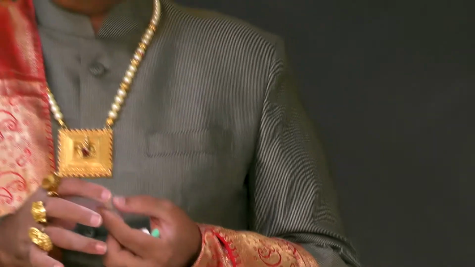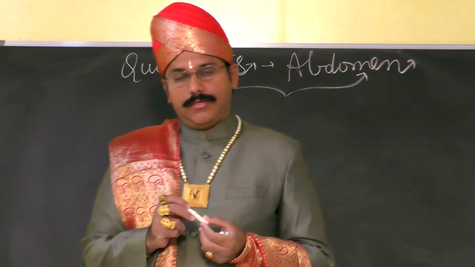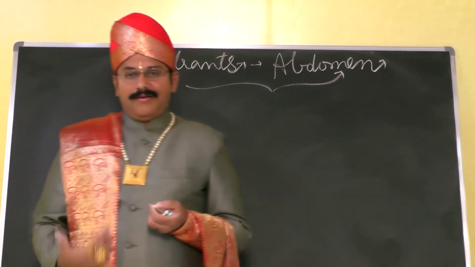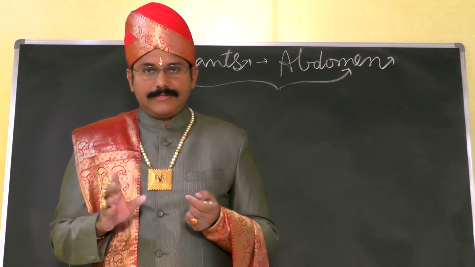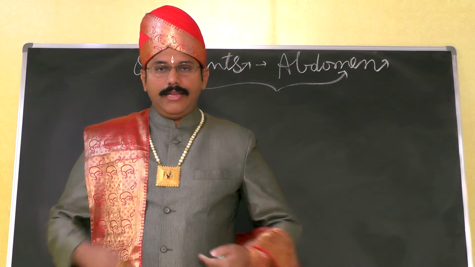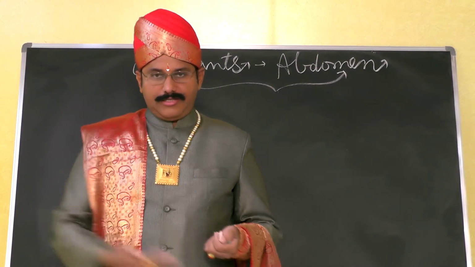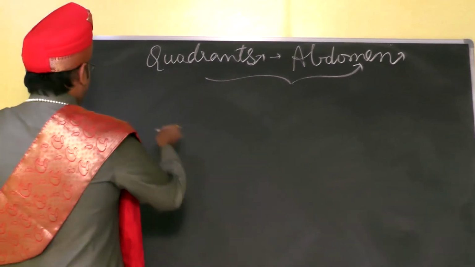Now we are going to understand about the quadrants of the abdomen. The abdomen is divided into 9 regions by imaginary lines drawn, 2 of them vertical and 2 of them horizontal. So we are trying to divide the abdomen.